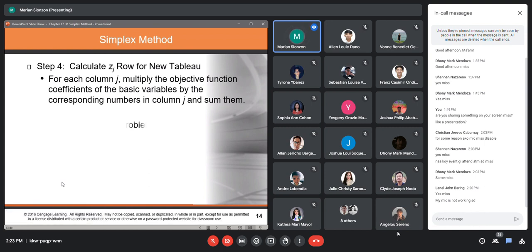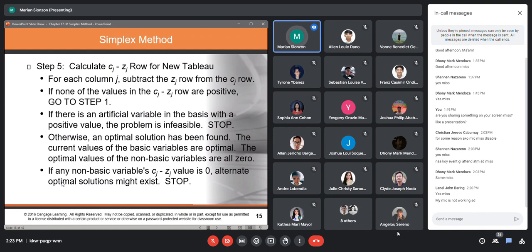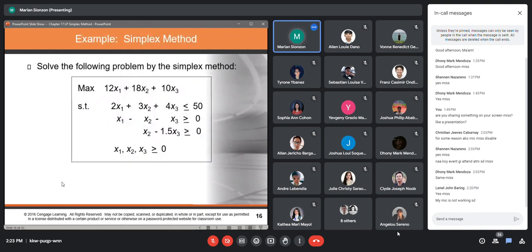Okay, let's illustrate. Then you calculate all the rest. Then, after that, for each column J, subtract the Z sub j row from this one. These are the steps you will have to read through and find out, because it will be easier to understand them if we go into a sample. The steps are there, but we will illustrate them in a specific sample.